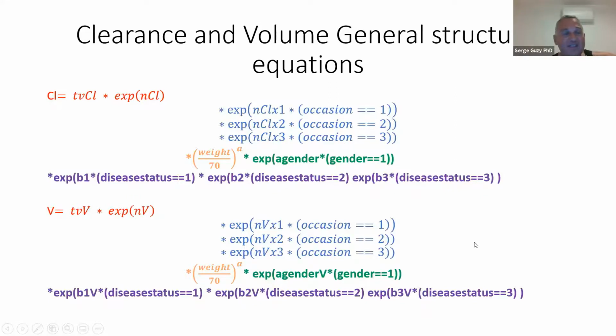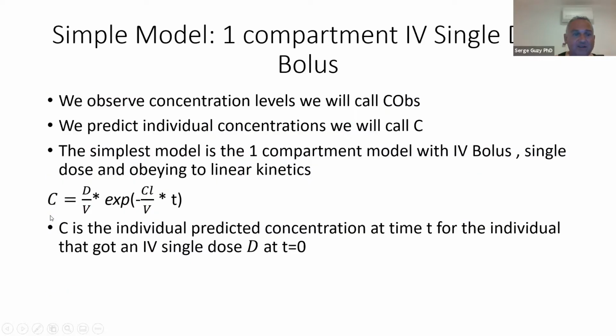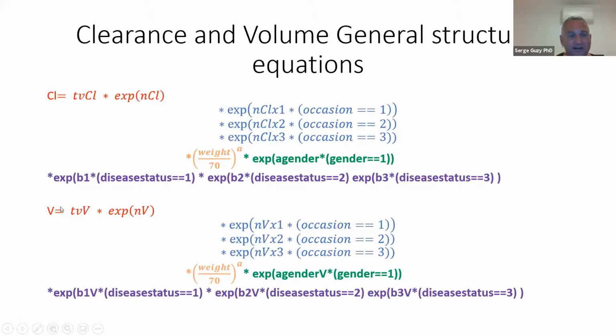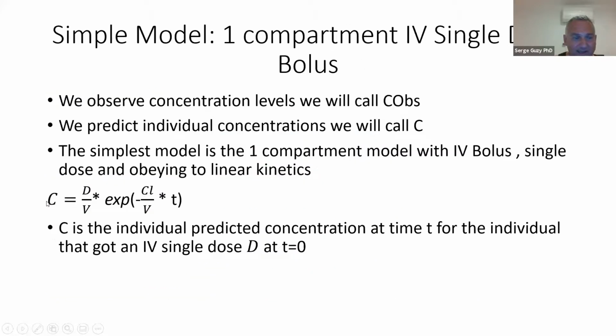Then I have an equation for the clearance and an equation for the volume. And suppose that I know the dose and I know the time, then if I knew for each patient their clearance and their volume, I would be able to find the concentration.